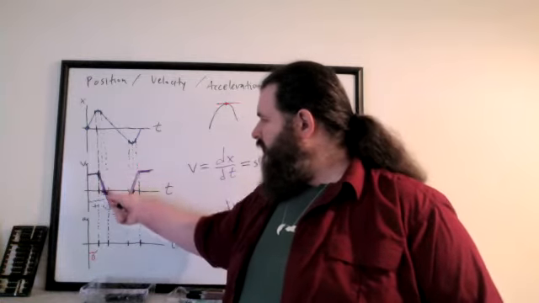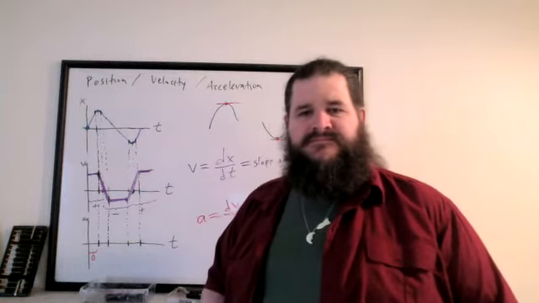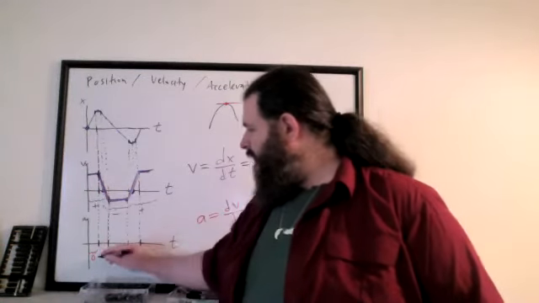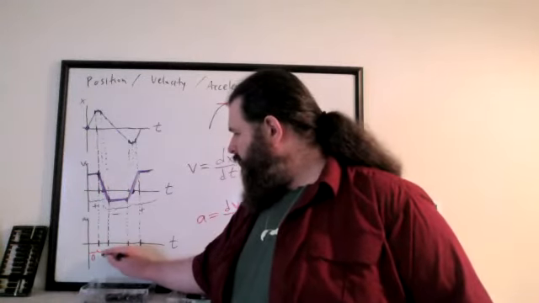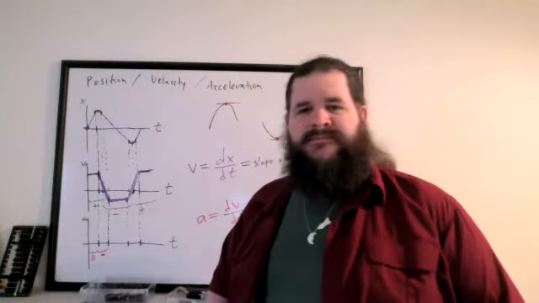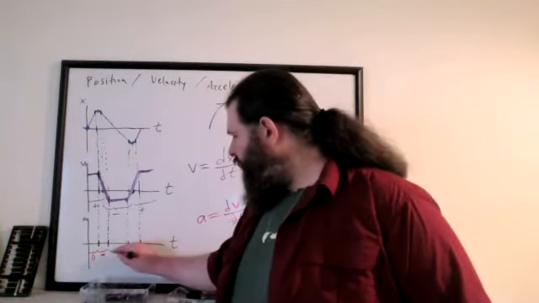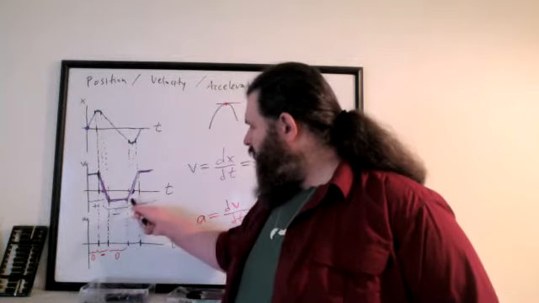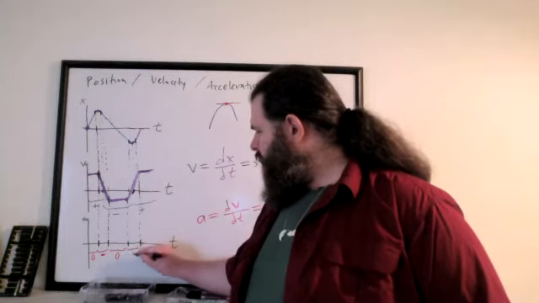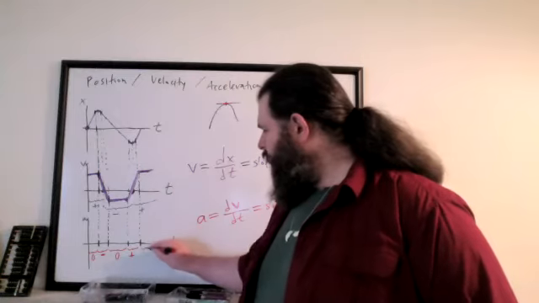What about in this section? What can you say about the slope? It's negative and constant. Right, we've got a negative constant slope. And then in this section, it's 0 again. Back to 0. And then in this section, it's positive. Right, positive slope. And then it looks like we're back to 0 again.